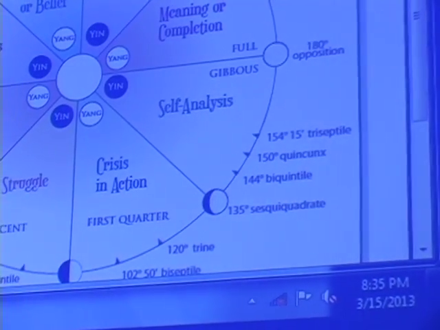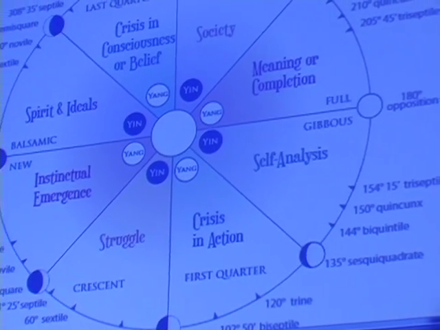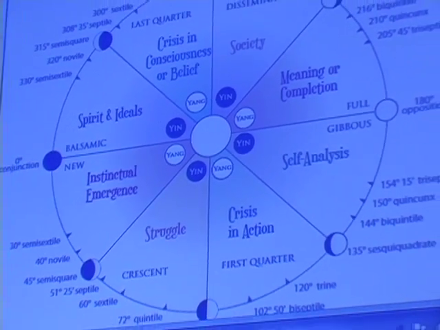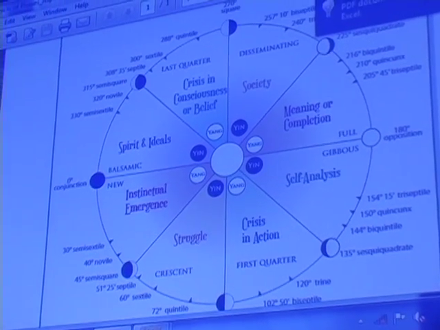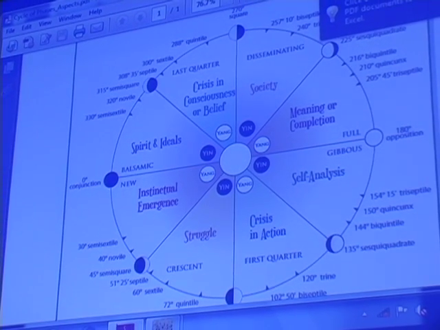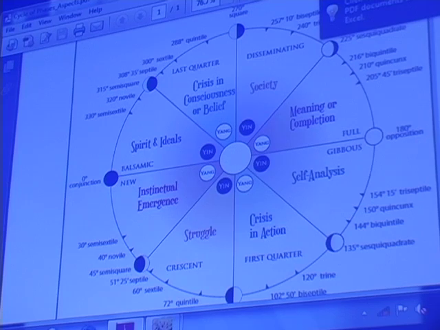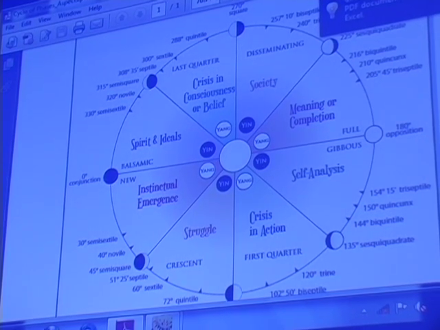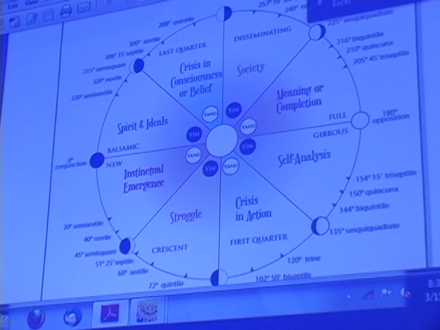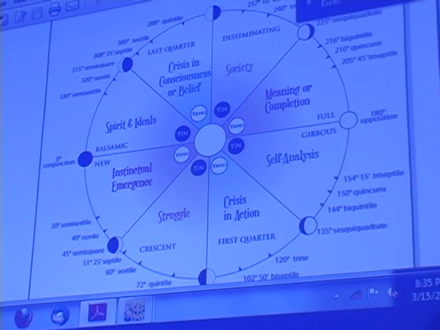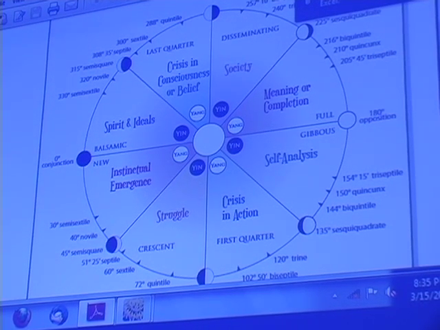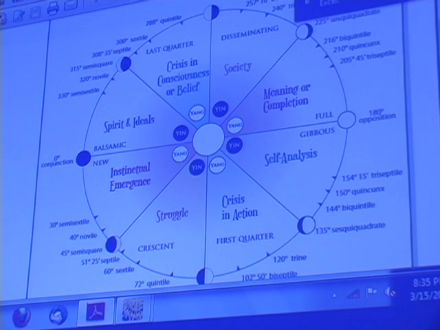You might be familiar with the 8 phases. It takes a 360-degree circle, divides it by 45. New, crescent, first quarter, gibbous, full, disseminating, last quarter, balsamic. And you'll see around the outer circle is all of the aspects, major and minor. And we go out to the 8th harmonic with these, well, 12th harmonic if you use the 30 degrees.